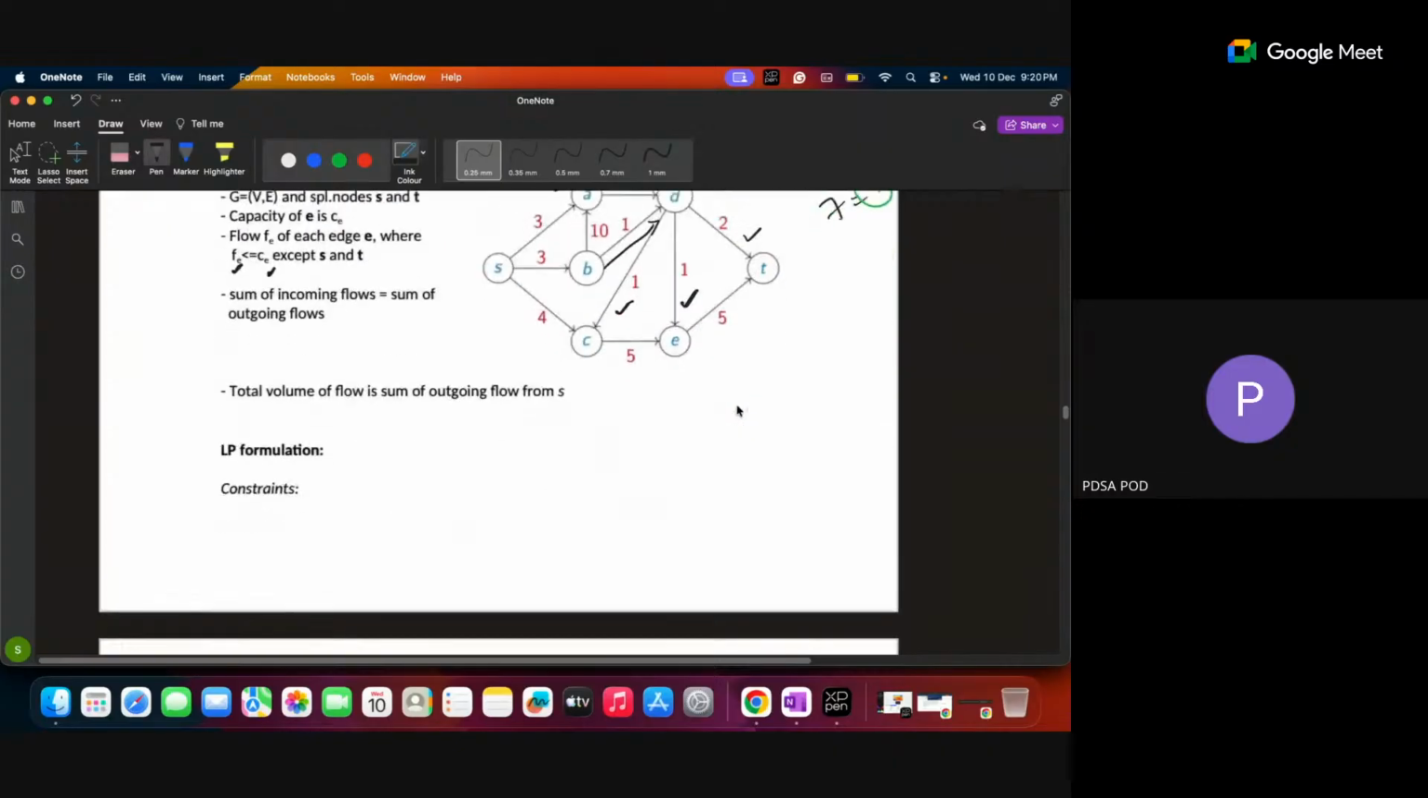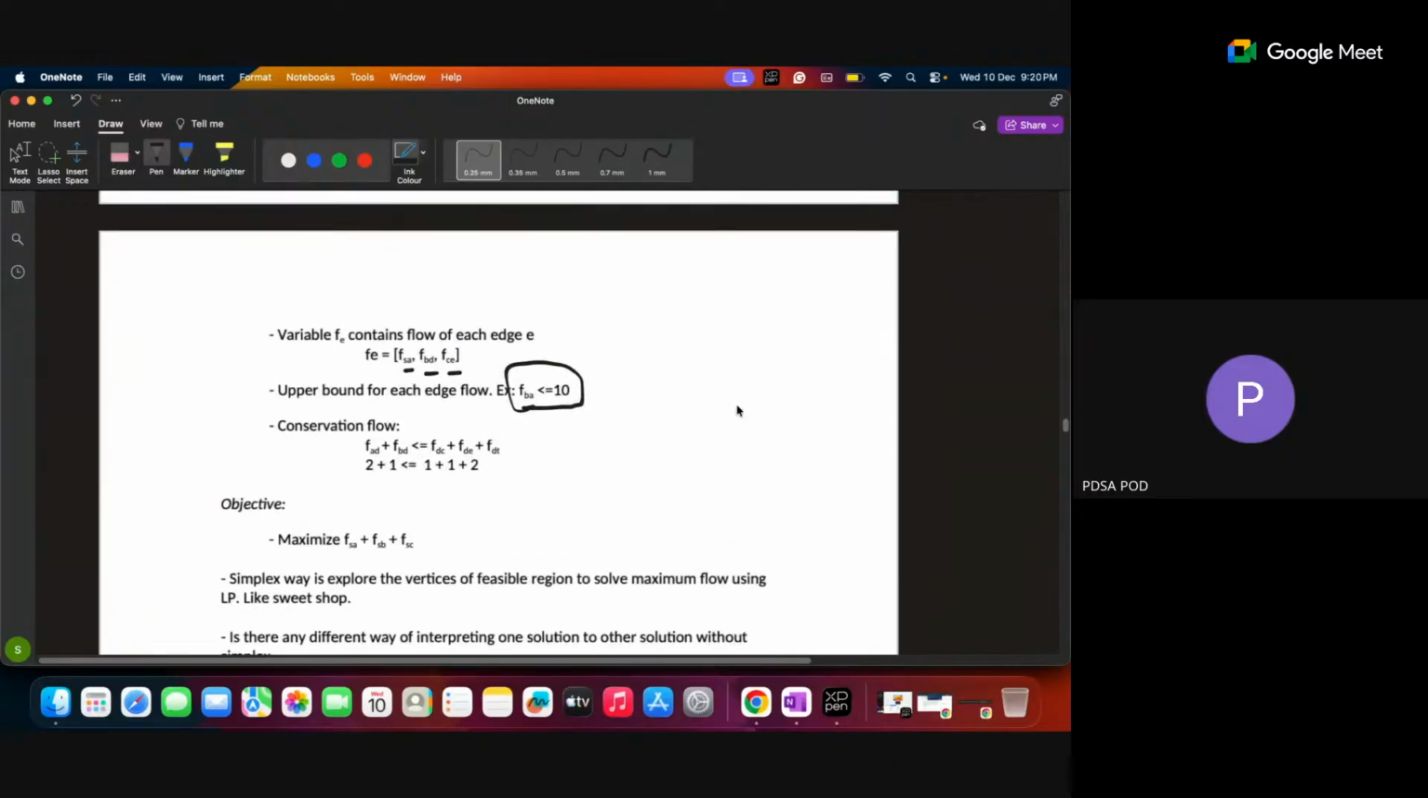Then things work smoothly. The conservation flow matches this constraint. Then only can you do it. Otherwise, you cannot do it.